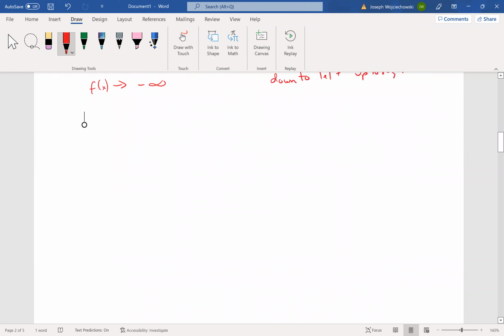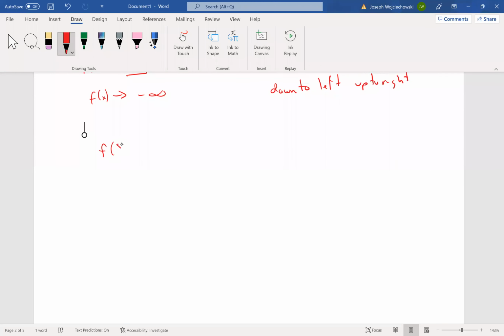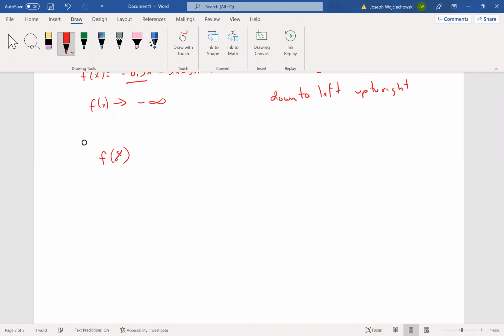Okay. So now let's talk about finding zeros. So we have an equation or a function f of x equals 4x to the third minus 4x squared minus 25x plus 25.